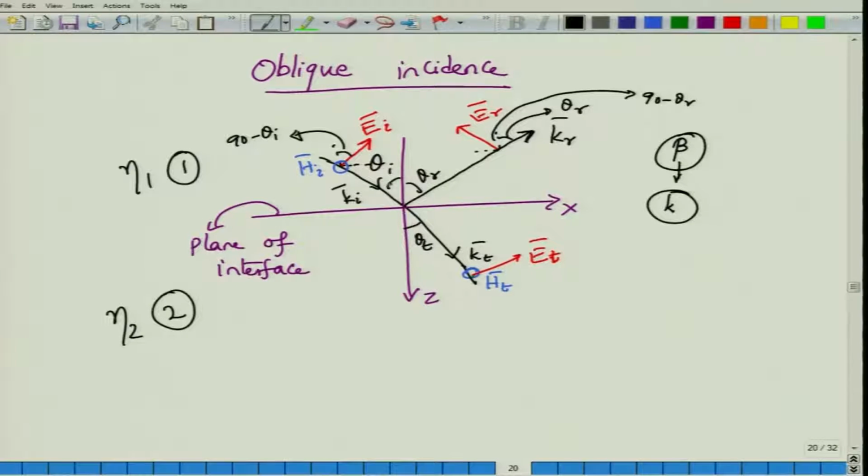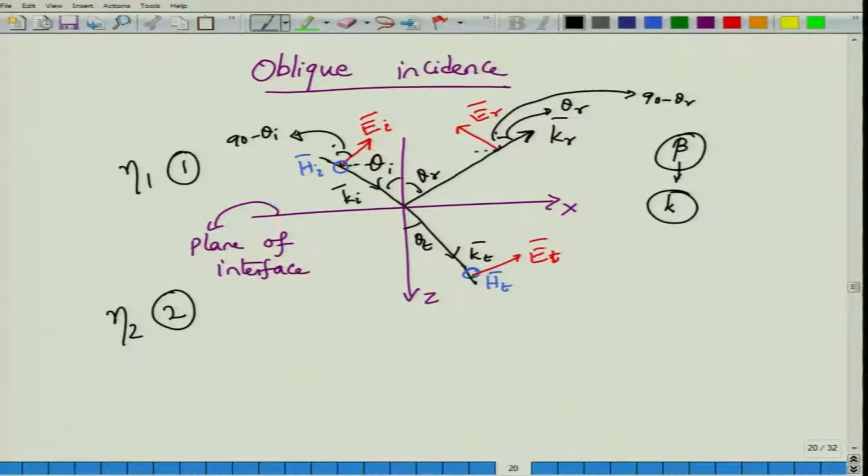The angle of incidence, which is the angle between the incident wave vector k_i and the normal to the surface or the plane of interface, which is the z axis, is theta i. So theta i, theta r and theta t respectively give you the incident, reflected and transmitted waves.